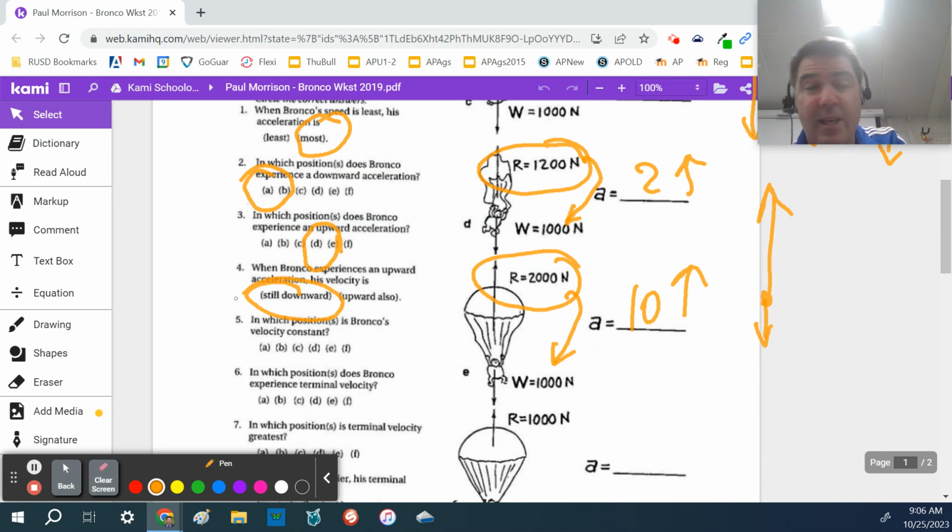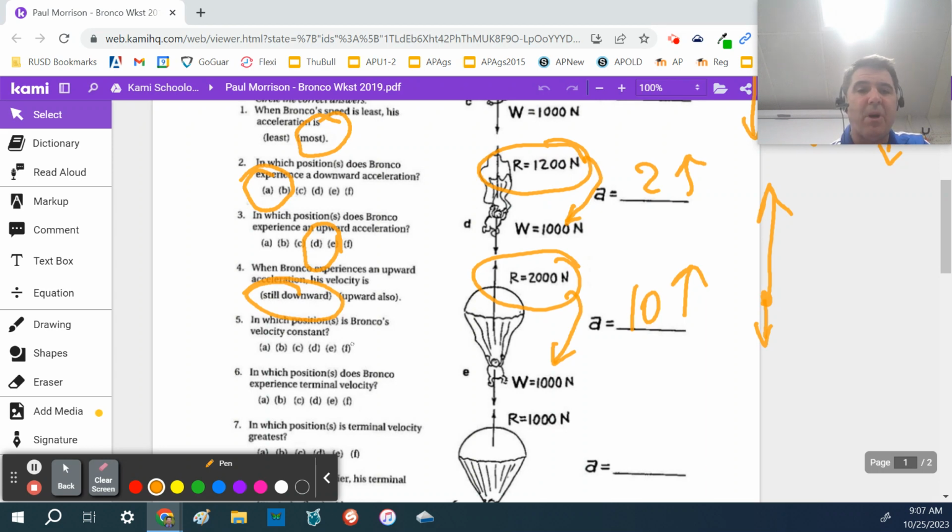If you were super light, like a mouse with a parachute, and there was a lot of wind, you actually could go back up. But with a human, that would take an extreme amount of wind. So when Bronco experiences the upward acceleration, which is these two cases, his velocity is still downward. His velocity is down the whole way down.